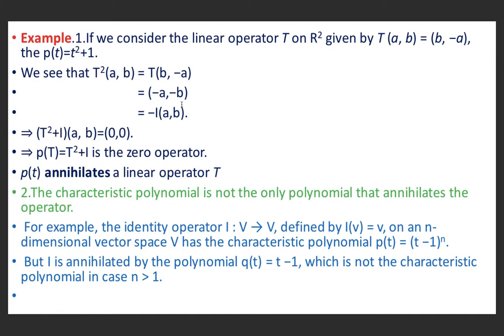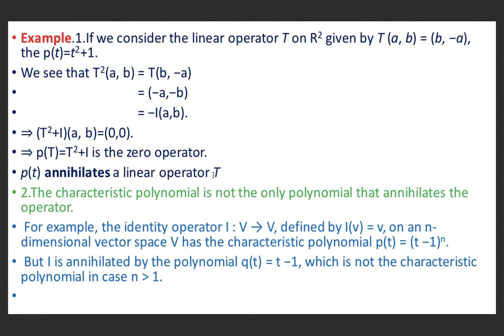Now shift this term to left hand side. So we will have T square (a, b) plus I (a, b). So we may write (T square plus I) into (a, b) and this is equal to (0, 0). (0, 0) is the zero operator on R square and T square plus I is the polynomial P(t). So it means this is equal to the 0 operator. So it means P(t) annihilates the linear operator T.